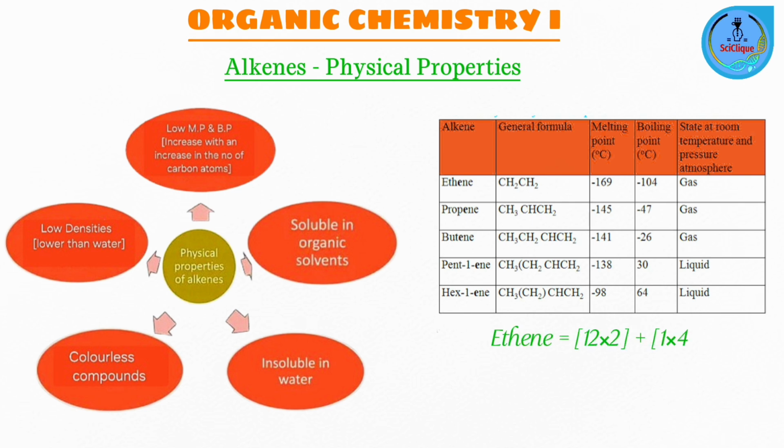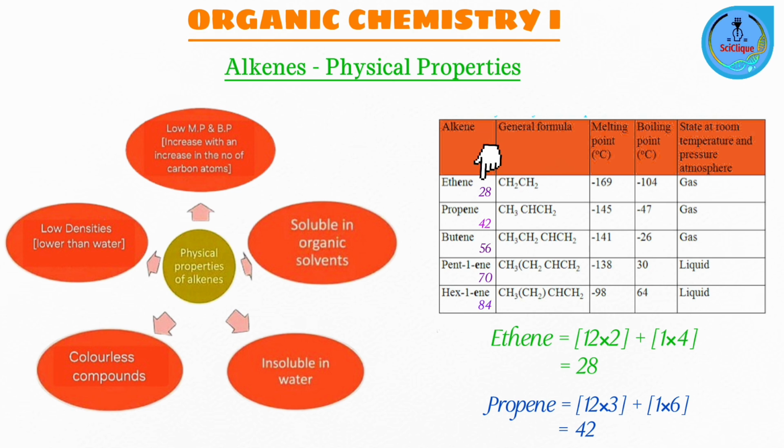So, relative atomic mass of carbon is 12. How many are there? We have 2. 12 by 2. Now, relative atomic mass of hydrogen is 1 by 4, giving us 4. Sum these and we get 28. Now, if we continue doing the same, we are going to get the following molecular masses.